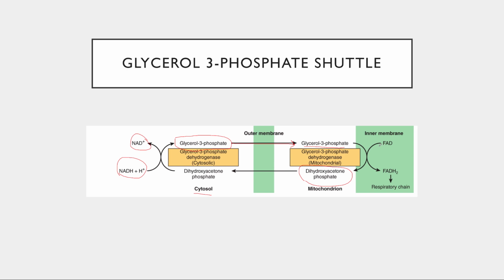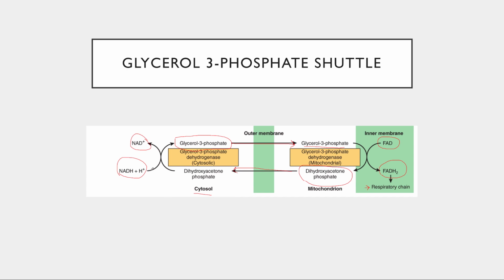electrons are transferred to FAD in the inner mitochondrial membrane. This leaves us with FADH2, which is now inside the mitochondria and can be used in oxidative phosphorylation. The resulting product, dihydroxyacetone phosphate, can be shuttled back out of the mitochondria and into the cytosol.